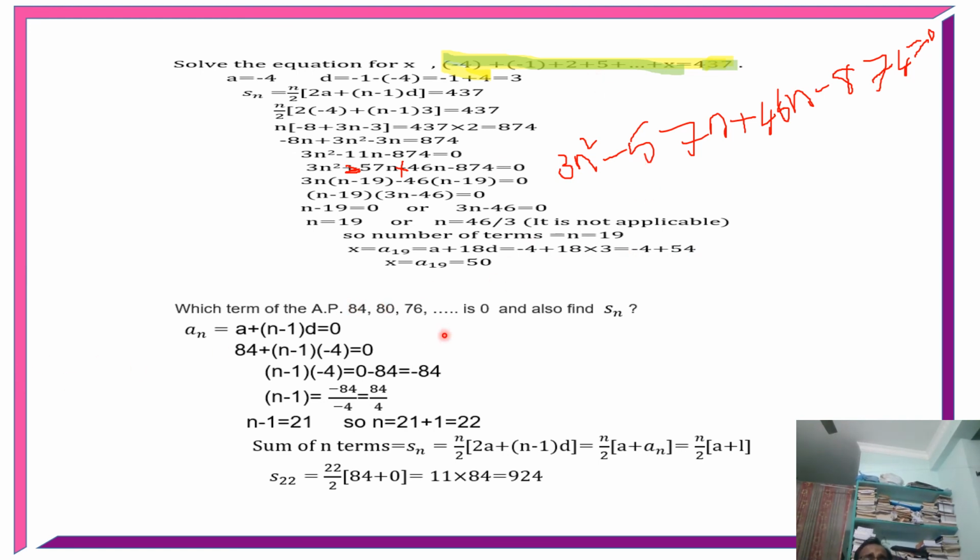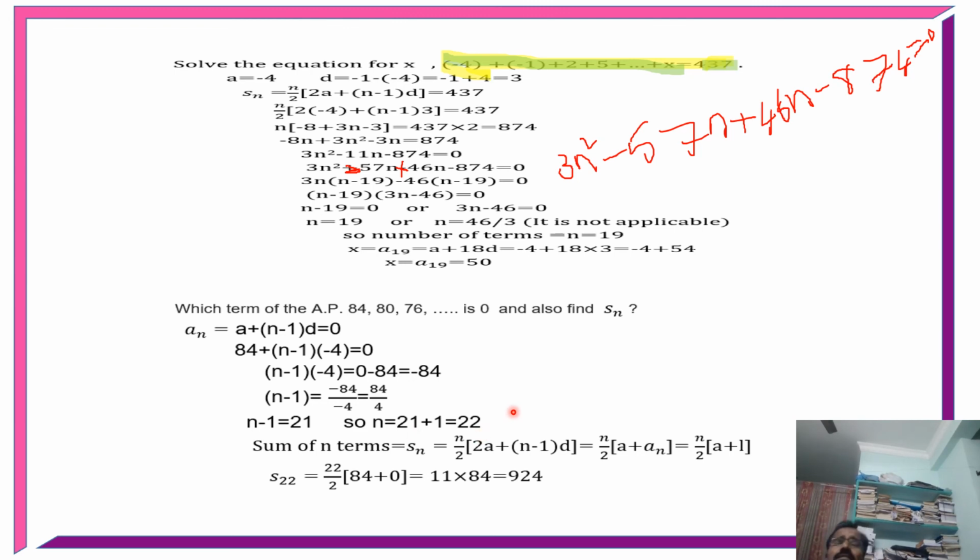Next, let us go with the next application of AP: which term of the AP 84, 80, 76 and so on is 0, and also find Sn. It is a descending, decreasing arithmetic progression. An is a + (n - 1) into d equal to 0. The nth term is 0. Substitute a value 84, d value -4, as we know a2 minus a1. So (n - 1) into -4 equals -84. If you solve it, you get n equal to 22.